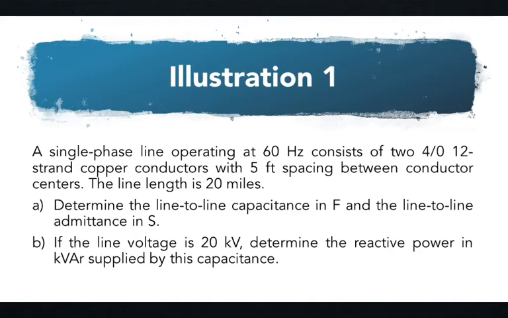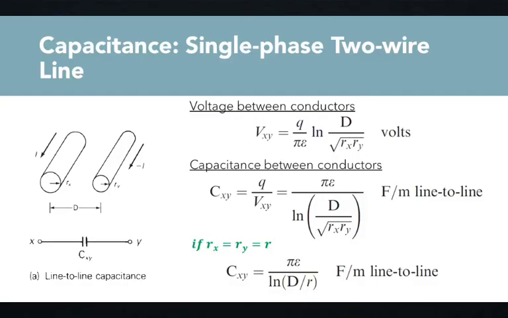Since this is single phase, if you may recall, we also have the capacitance to neutral equation. But in this case, we are just simply asked to get the line-to-line capacitance. Then, if the line voltage is 20 kV, determine the reactive power that is supplied by the capacitance. Since this is a single-phase line and line-to-line capacitance is being asked, these are the pertinent equations. So let's start off with CXY.